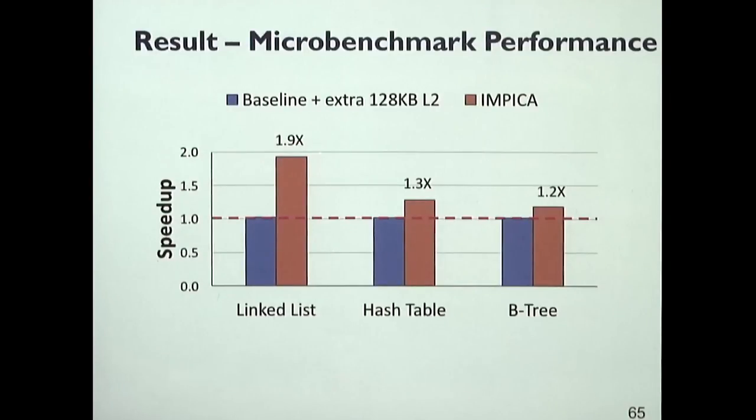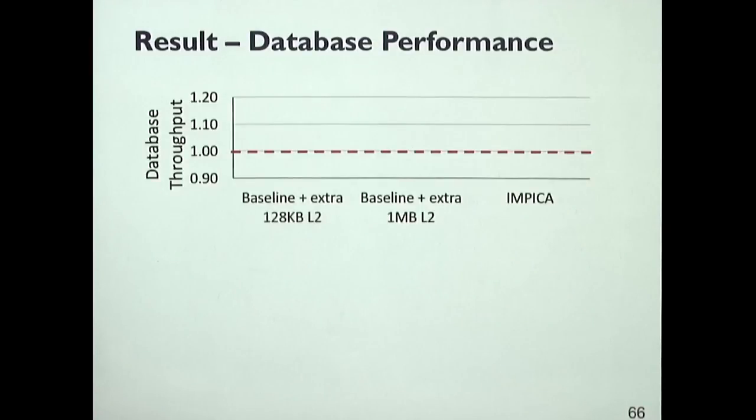So it turns out linked list is very latency bound, as I said, so you get a 90% performance improvement. Hash table, again, really depends on your access patterns. This is one example: it's 30%, and B3 is 20%, which is not bad for these workloads. These are actually hard workloads to speed up.